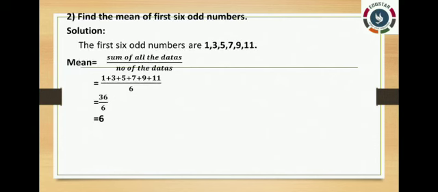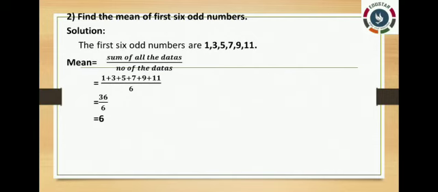Find the mean of first 6 odd numbers. The 6 odd numbers are 1, 3, 5, 7, 9, 11. After that, write the formula of mean. Sum of all the datas divided by number of the datas. Add all the datas and write as the numerator. 1 plus 3 plus 5 plus 7 plus 9 plus 11. We get 36 divided by 6. Number of datas is 6. 36 divided by 6 we get 6.